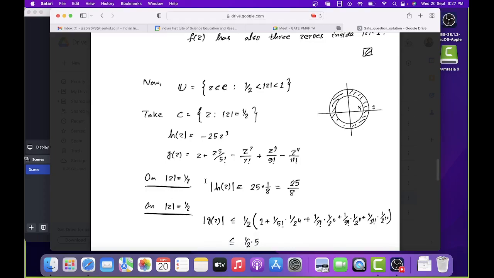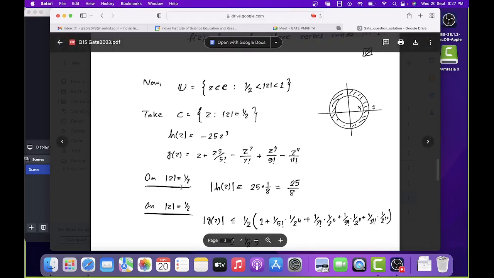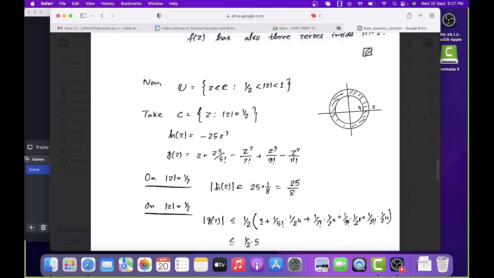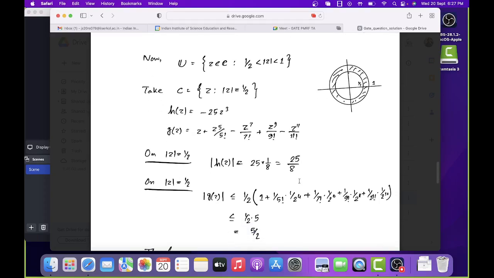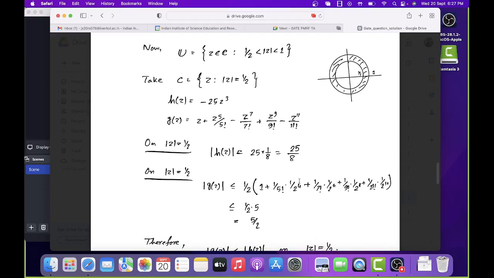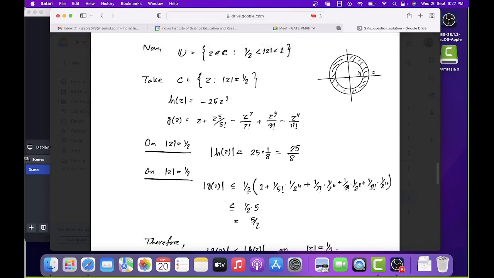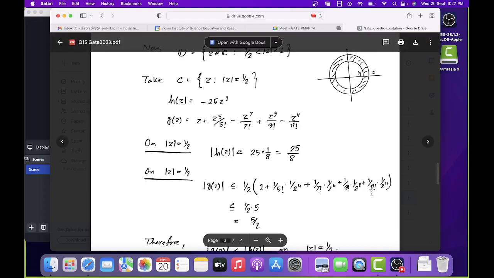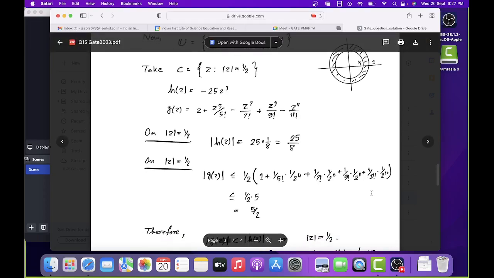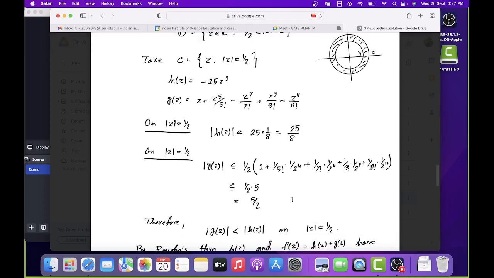What is the remaining function? And now on the circle of radius half, mod of h(z) is basically 25 by 8. And what is g(z)? On that circle of radius half, I'll use the triangle inequality, and mod z equals half. Use this, then you will get the first inequality. And now all these quantities are less than 1, so you will basically get 5 by 2. So mod g(z) is less than 5 by 2 on the circle of radius half.